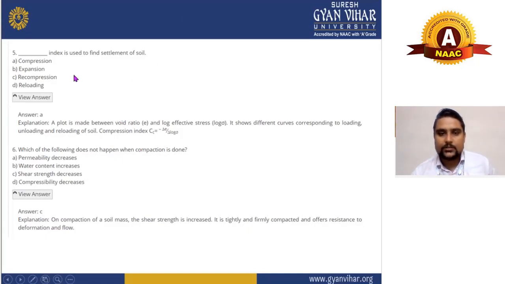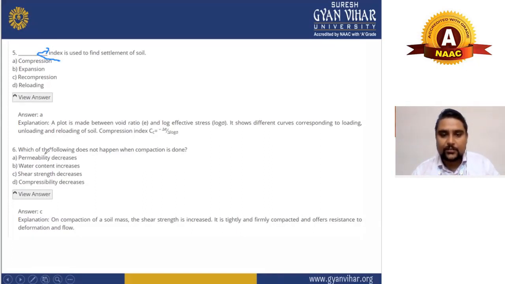Next question is, index is used to find settlement of soil. In this question, it is asking what will be the right answer. Your right answer here will be compression. Compression will be your right answer. And come on to the next question.